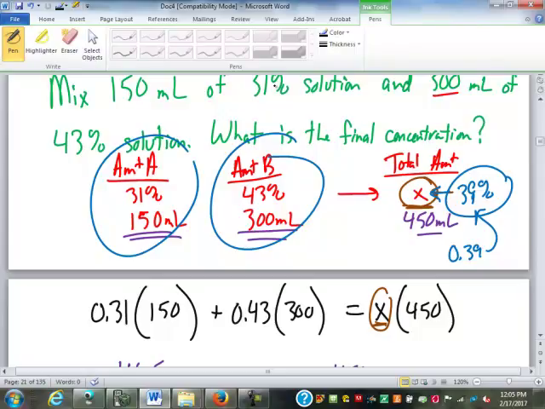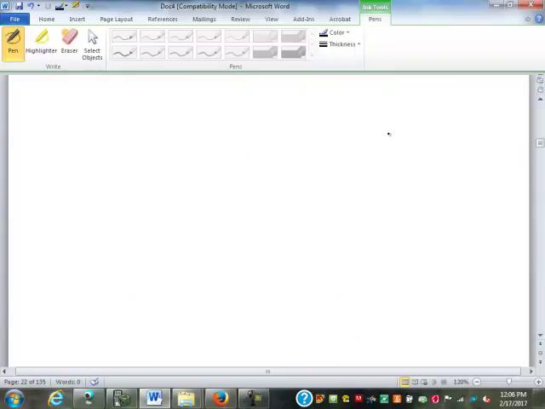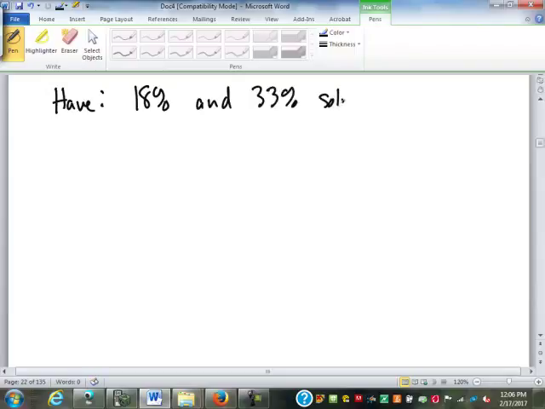Normally we're not just going to randomly mix two amounts of two solutions together and try to figure out what the result's going to be. Normally we have a desired result in mind. We know what we want that final solution to be. So let's say that we have on hand 18% solution and 33% solution. And we need 23% solution.